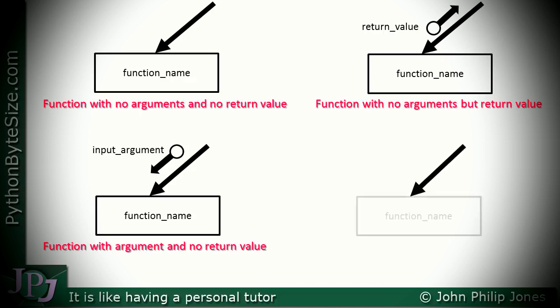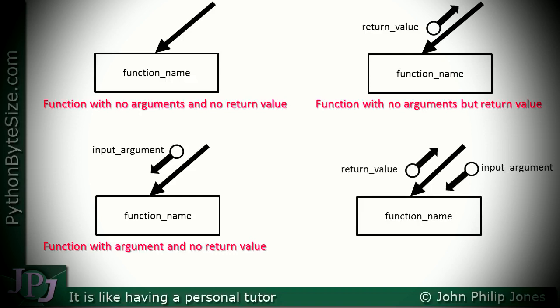Another example is shown here, where we have a function being called and we pass it an input argument and it returns a value. Now this is an example of a function with an argument and a return value. And of course there could be more than one return value, there could be more than one input to this particular function, more than one input argument, which we can also call input parameters.